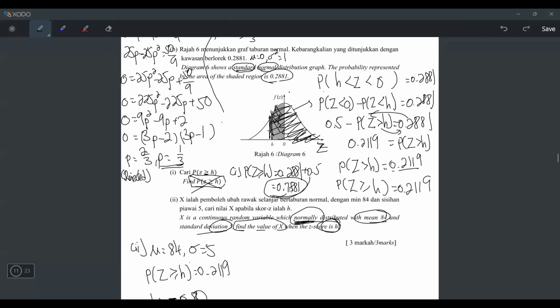Okay, because in the schema jawapan, this is the answer. Then what about this one? What about the one I do? Is it wrong? Well, it's not wrong actually. It's correct also. But wait, let's think about this. Smaller than H, smaller negative, bigger positive. 0.5 minus. Actually, 0.5 minus this one. I get this.